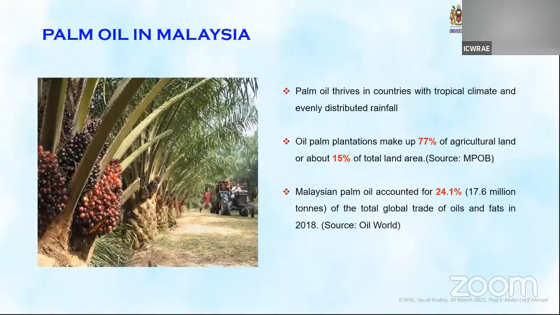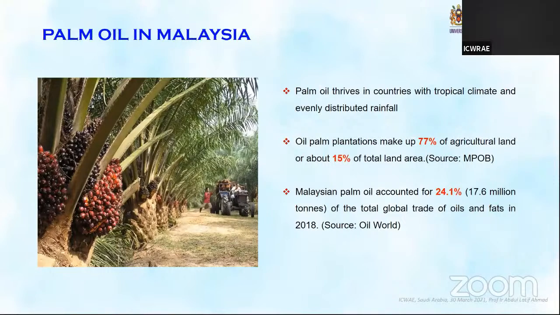Let me introduce palm oil with a short video. Palm oil thrives in countries with tropical climates and evenly distributed rainfall. Palm oil plantations make up 77% of agriculture land in our country. That is huge, you know. More than three-quarters of the agriculture land is occupied by palm oil in Malaysia. And it is about 15% of the total land area of the country.